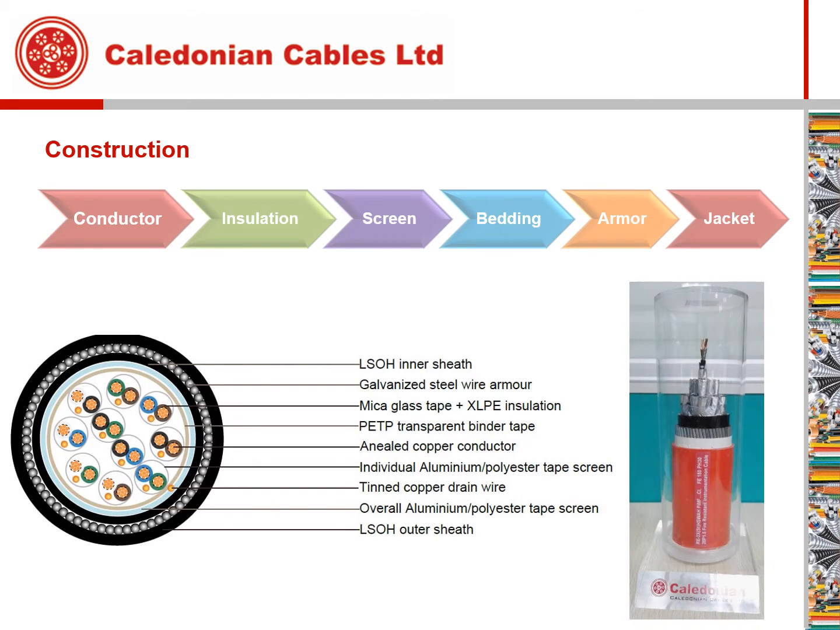This one is a more complicated structure. Two cores twisted together and then individually screened by an aluminium tape and drain wire. Then there is an overall screen for all cores. It's an armored and screened cable. Actually, this is fire resistant because it has microglass tape between conductor and insulation.